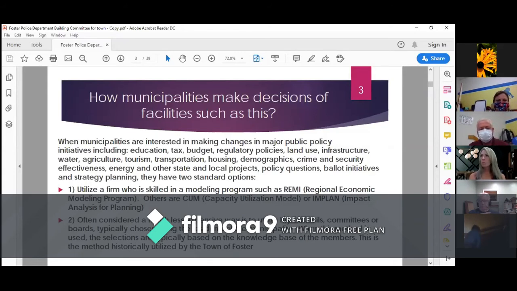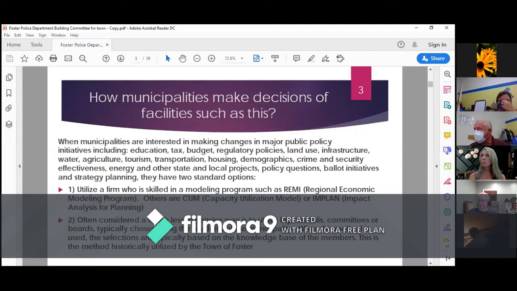Number 1, you'd utilize a firm to use a modeling program like REMI or InPlan or COMM. What they do with those is they look at the demographics of your town, all the surrounding towns, the needs, and the tax base, and then they come back with a report of about 400 pages that costs about 100 grand, and they tell you, this is what we think you need.